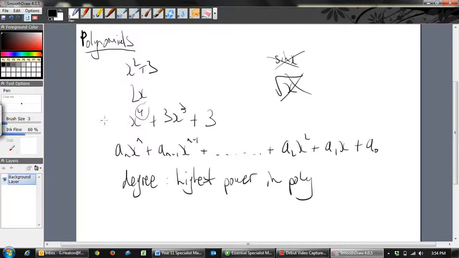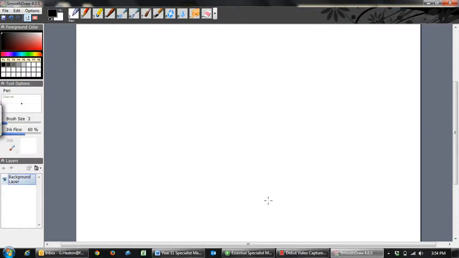So here, that's x to the power 4, that's the fourth degree. This one, the highest power in this polynomial is 1, and so that's just a degree of 1. This one has got an x squared in it, so it has a degree of 2, and etc. So that should be not too bad.